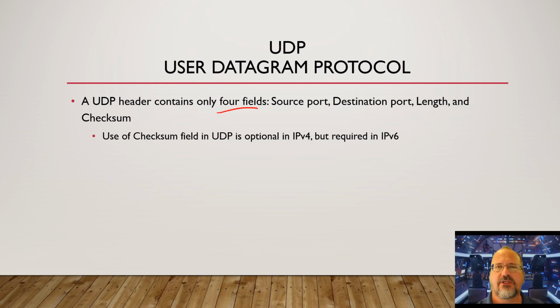Only 4 fields are contained in UDP: source port, destination port, length, and checksum. Checksum's nice. Is the data I sent you the right data, right? So take a look at this. Oh, here also. The checksum field in UDP in IPv4 is optional, required in IPv6. IPv6, a little bit different just from that point alone, right?